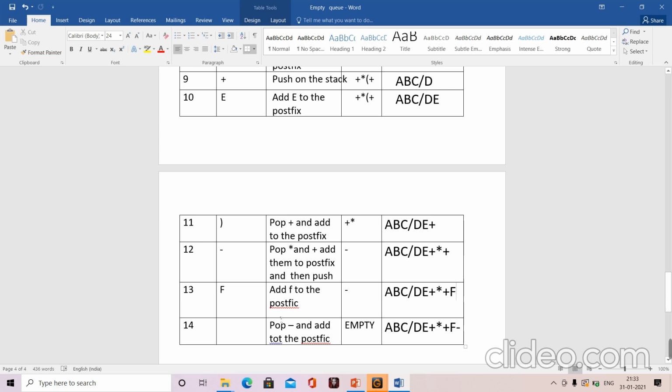And in step number 14, all the symbols of the expression have been scanned. So now we have to pop all the operators from the stack and add them to the postfix. The only operator remaining on the stack is the minus sign, so it is popped and added to the postfix. So this is how the conversion of infix to postfix works.